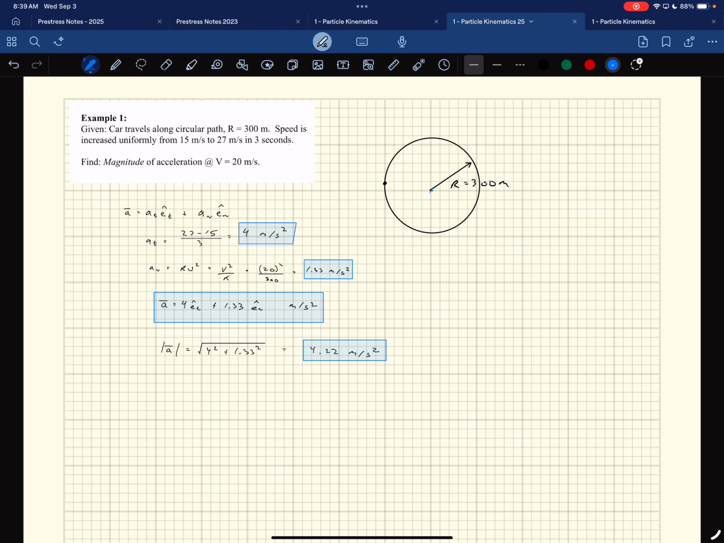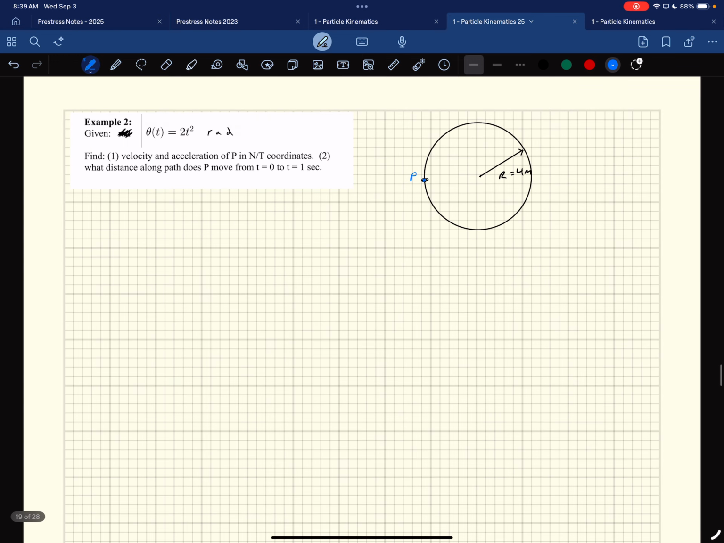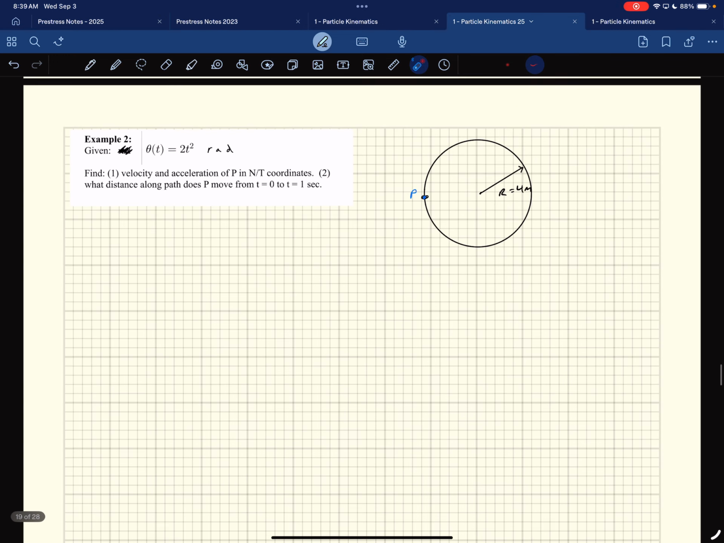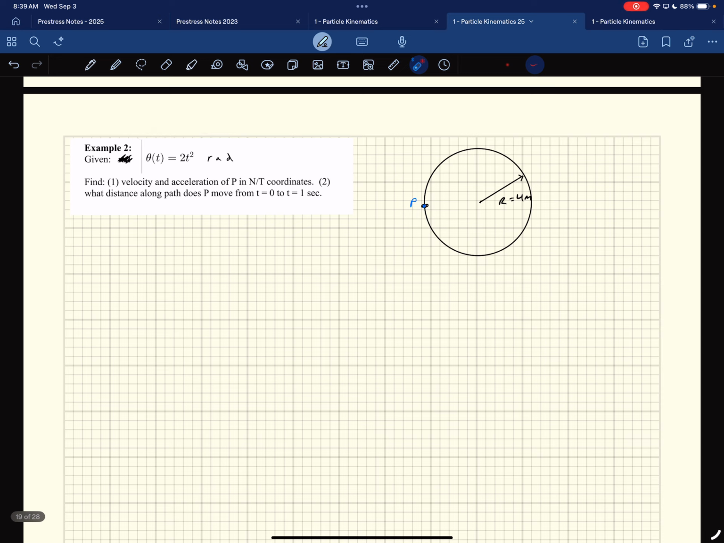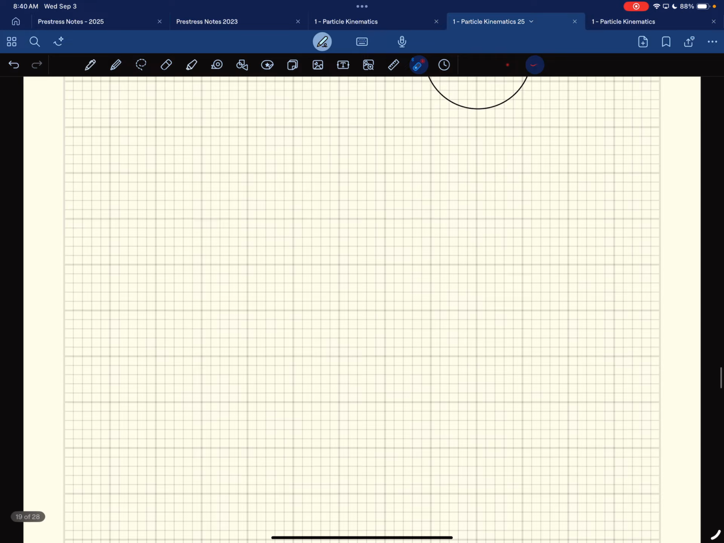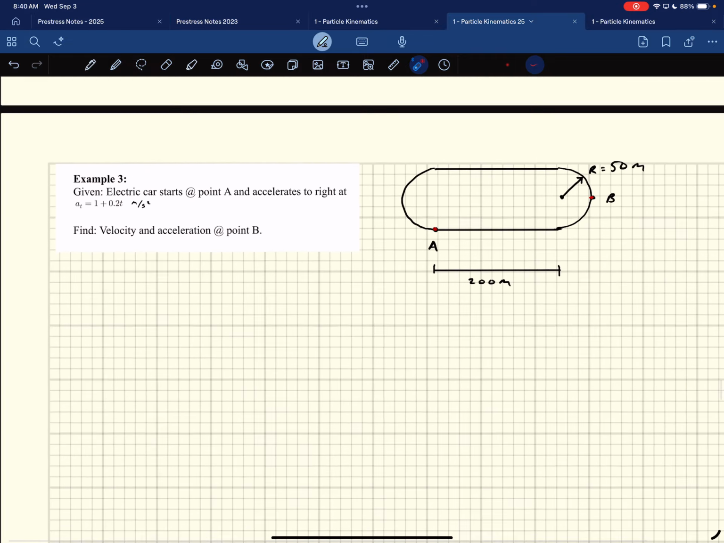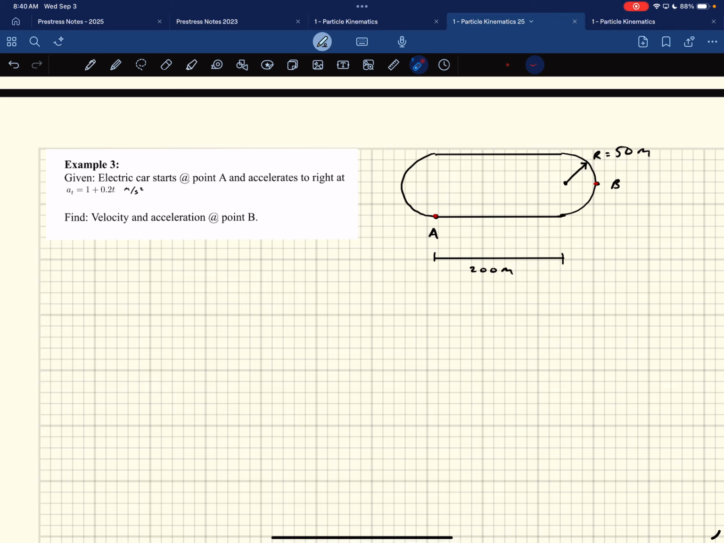All right. This one I'm not going to do today. It's kind of like the one before. This one starts out with the position as a function of time, and then you take the first derivative of it, and it'll tell us what omega is. Then you take the second derivative, and it'll tell you what alpha is, and you can go from there. So this is one of those problems where you start out with position and work your way in the other direction. I don't want to do that one though. Let's do this one. Given an electric car, I don't know why electric car, the car starts at point A.